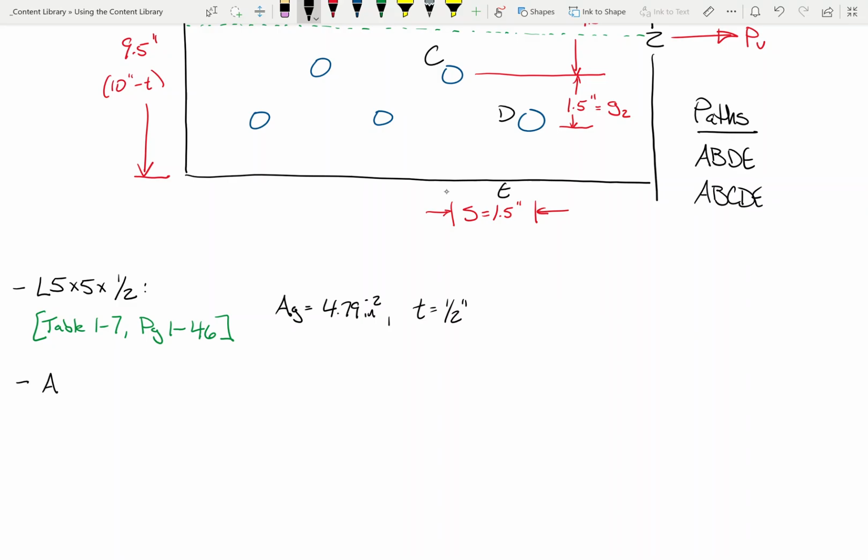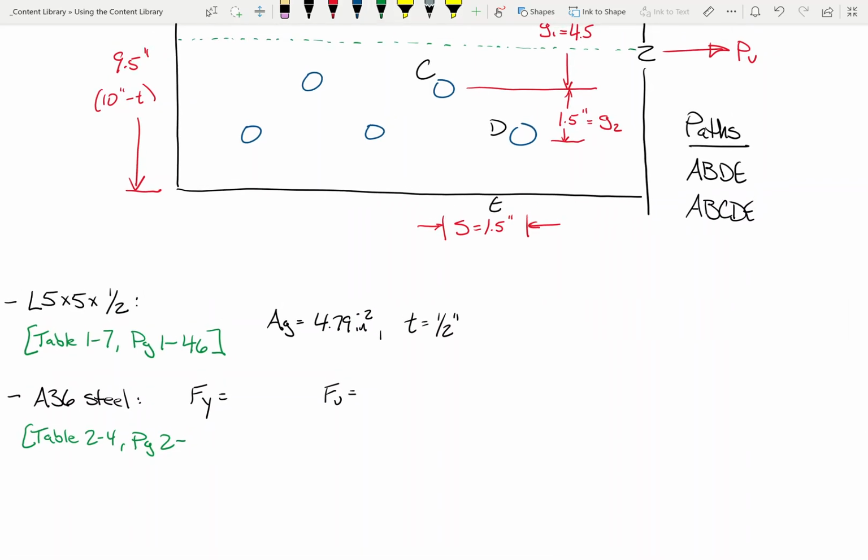Okay. Now I'm going to go ahead and look up A36 steel. A36 steel is going to have an Fy and an Fu. That is going to be in table 2-4 on page, I think it's 54? 56. Again, it was 48 in the last one, so I just can't remember it. So let me move this over. So what's Fy and Fu? 36 and 58. There we go. Remember, when you have a range, use the minimum.